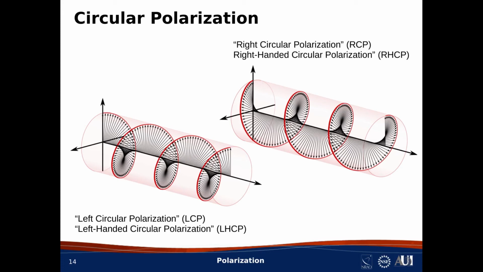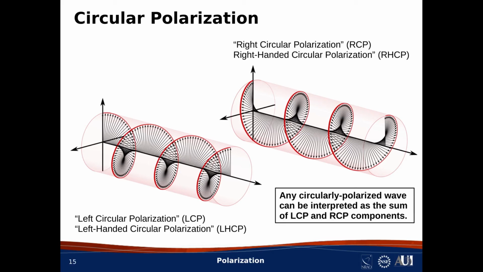The figure on the right shows right circular polarization, abbreviated RCP or RHCP. Why do we call it that? Well, now extend your right hand with your thumb perpendicular to the fingers. Extend your thumb so that it points in the direction of propagation. Now your fingers point in the direction that the electric field vector rotates. That's why we call this RCP or RHCP.